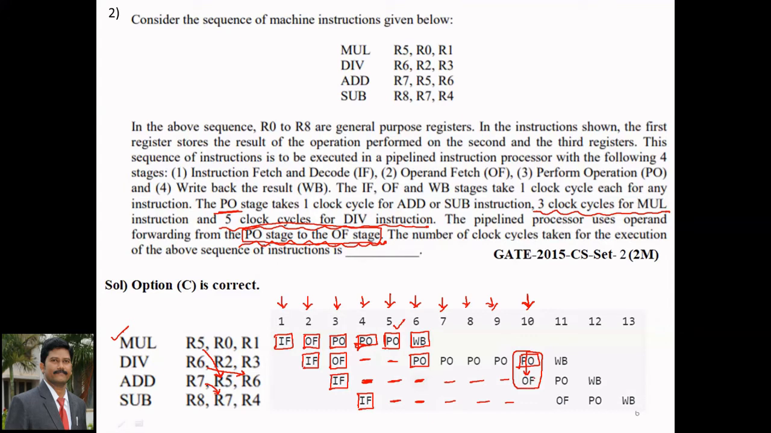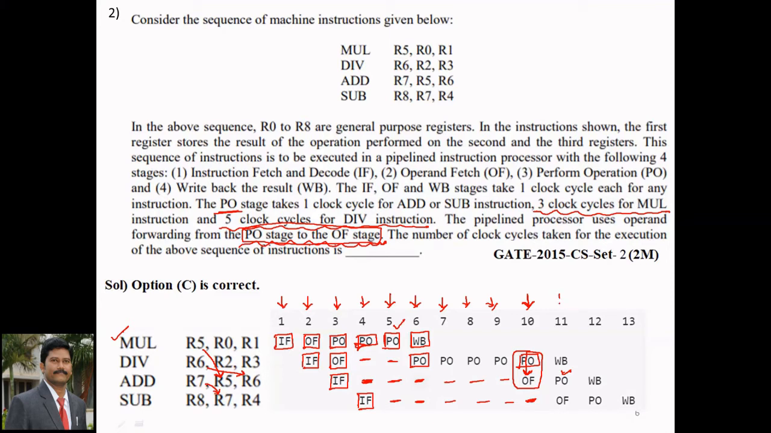Okay. If there is no operand forwarding, this OF stage has to start here. But because of the operand forwarding technique, PO to OF, directly this R6 will be taken here only. That is called the operand forwarding technique. Okay. Now it has to wait, because the PO operation will not be done here. The add instruction is in the OF stage only, so it has to wait here. That's why there is a stall here.